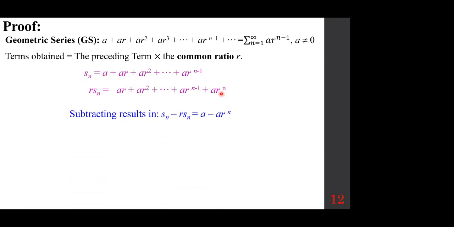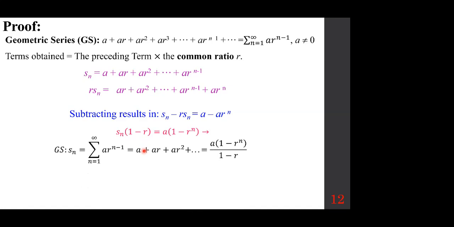On the left side, we factor out S sub n. On the right side, we factor out A. If you divide by 1 minus R, that gives you S sub n. So this is the proof, you've seen it before. Okay, everybody?